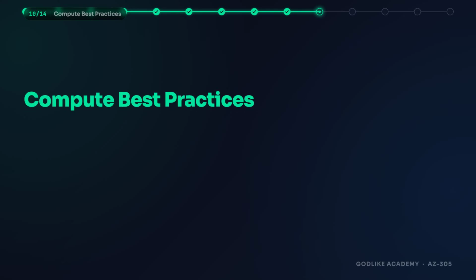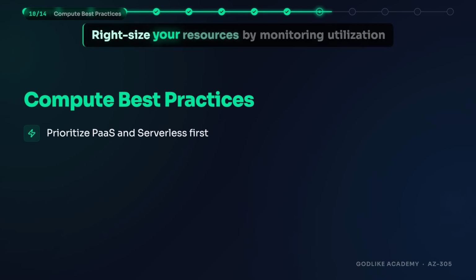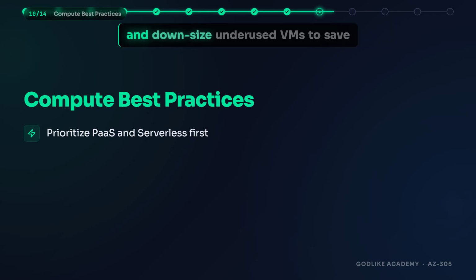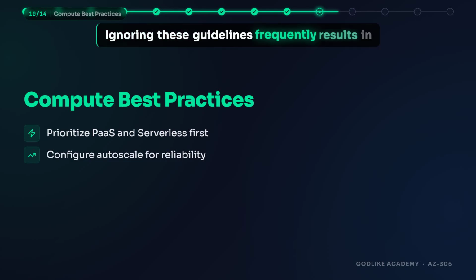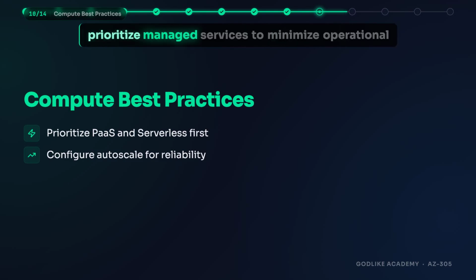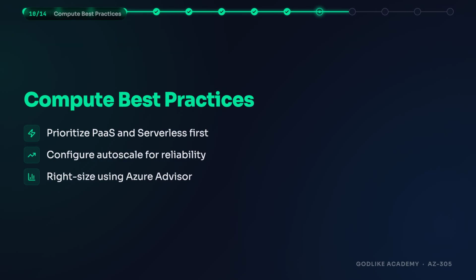Once you have selected your compute, best practices guide the implementation. Always start with PaaS or serverless options to reduce management overhead. Use auto-scale rules that favor scale-out over scale-up for better reliability. Right-size your resources by monitoring utilization and downsize underused VMs to save costs. Ignoring these guidelines frequently results in performance degradation during peak hours and violates strict security compliance requirements. The exam consistently rewards architects who prioritize managed services to minimize operational risk and accelerate deployment cycles.